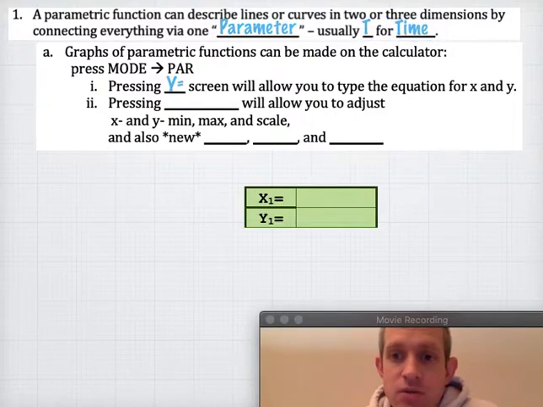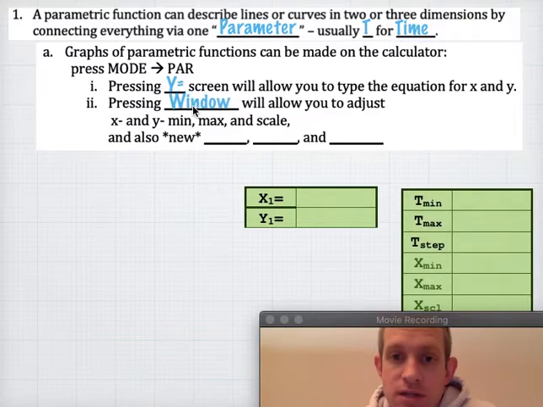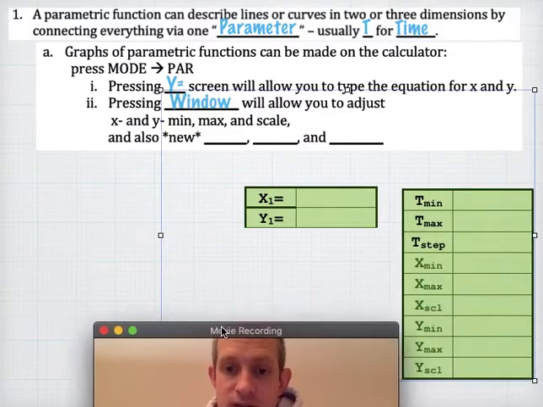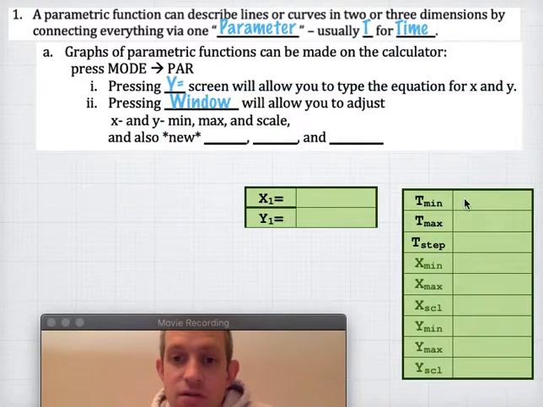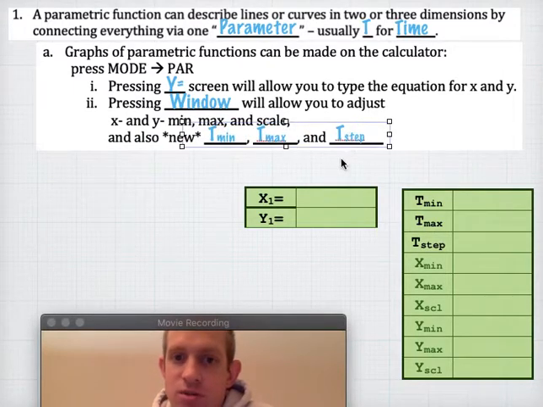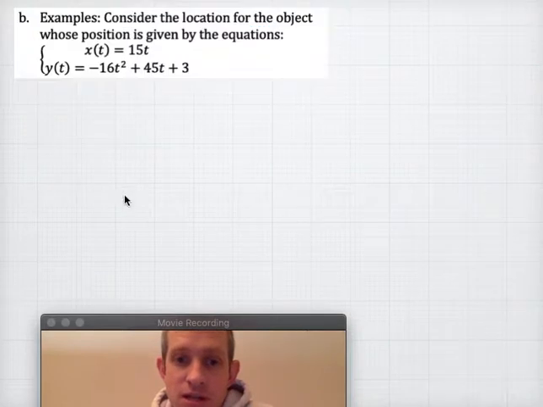If you press the window button, you'll get new window settings. So instead of just your typical x min, max, scale and y min, y max, and y scale, you'll also get a t minimum, t maximum, and t step. And so those will be some new things that we'll have to figure out. What do they mean? Why do we use them? What should we set them to be? And so forth. So let's look at an example.